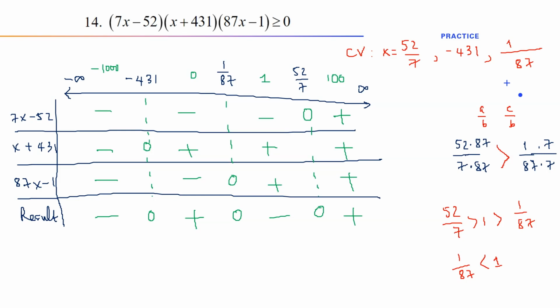Now we look back at the problem. We want 0, yes, and greater than 0 means positive, right? So we want 0 and positive, so this one will be negative 431, comma 1 over 87, bracket, union, we want the 0, so 52 over 7, comma, positive infinity, close parenthesis.